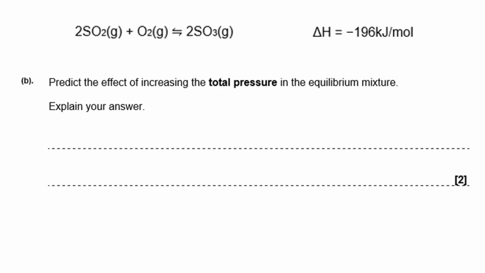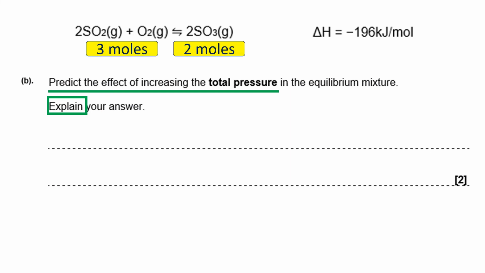Okay, so this is the second part of this question here. It says predict the effect of increasing the total pressure in the equilibrium mixture, and explain your answer. Okay, so pressure, we're going to need to know about moles. There's 3 moles there and 2 moles there. So the high pressure is on the left, low pressure is on the right. If I increase the pressure, the reaction will decrease it. That's moving to the right. So equilibrium will move to the right and we'll end up with more product, more sulfur trioxide. Why? Because that's where the less pressure is.